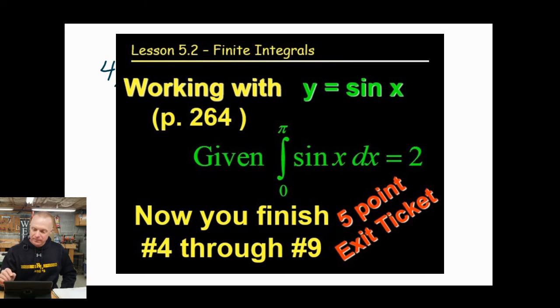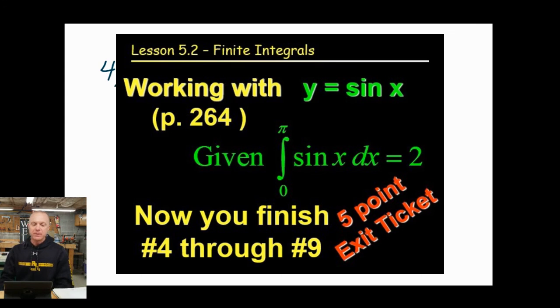All right, so we're going to make a little exit ticket out of the remaining questions, I believe it's 4 through 9. If you count carefully, there are 4, 5, 6, 7, 8, 9. That's 6 problems, and it's only worth 5 points. So I even give you one that you can get wrong and it won't be counted against you.